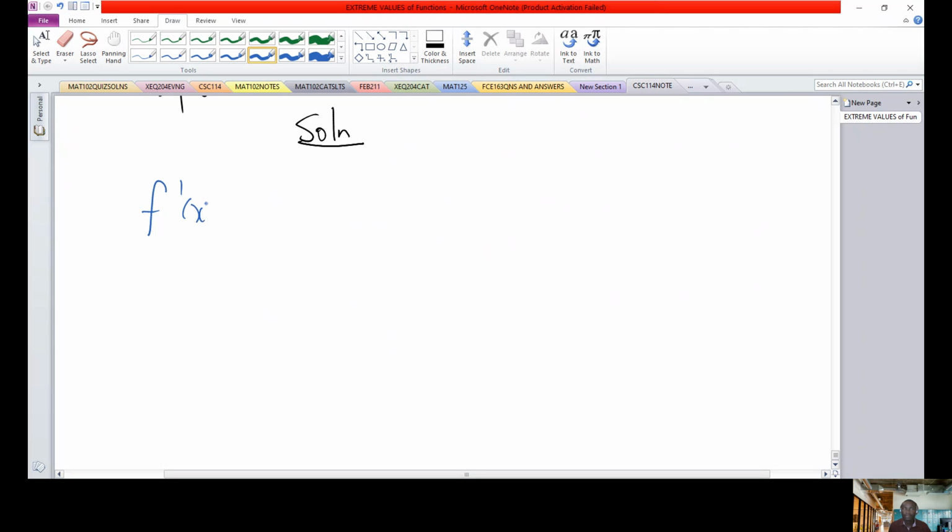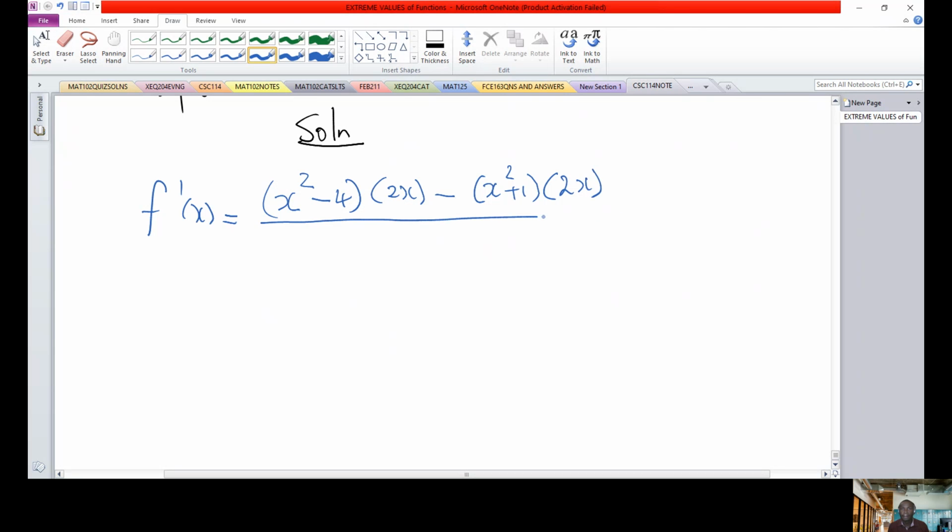So the first derivative, we're using the quotient rule: x squared minus 4 times 2x, minus x squared plus 1 times 2x, divided by x squared minus 4 squared. When you simplify this, you get minus 10x over x squared minus 4 squared.